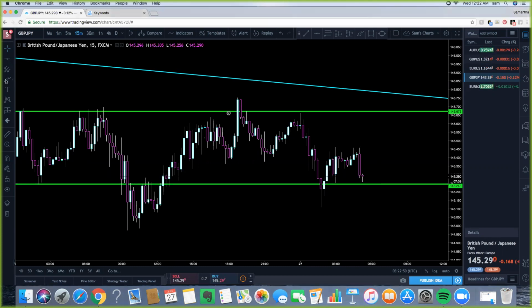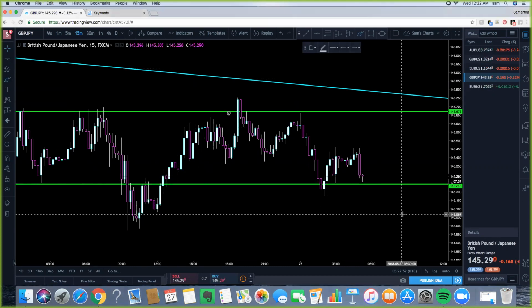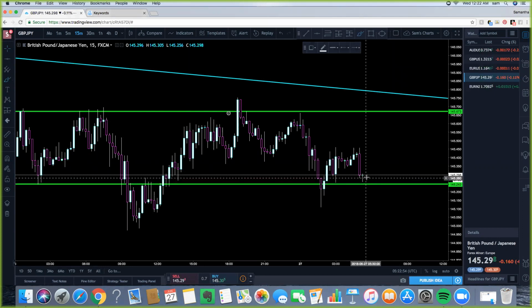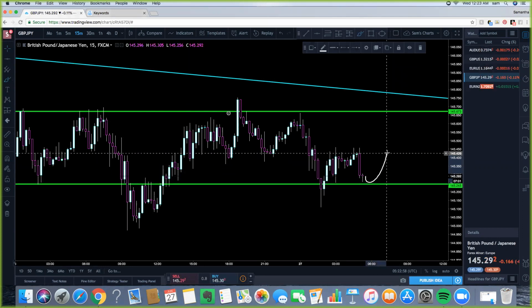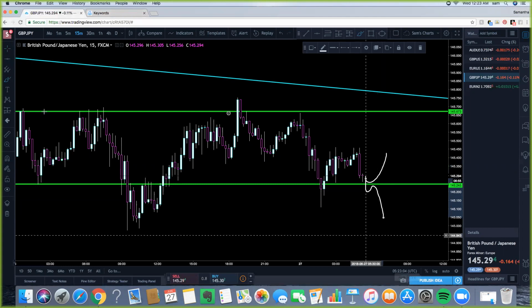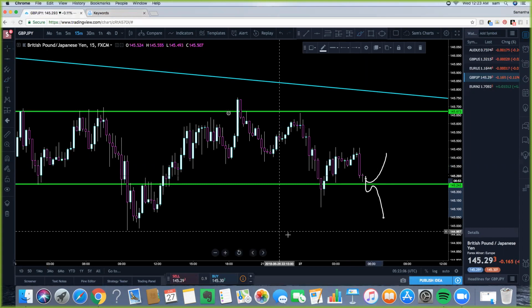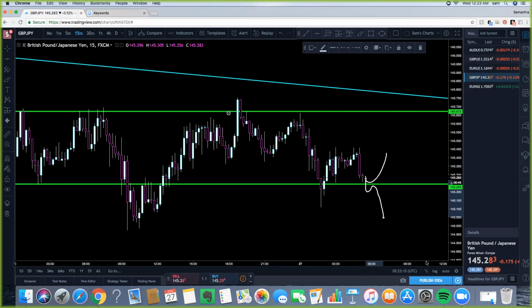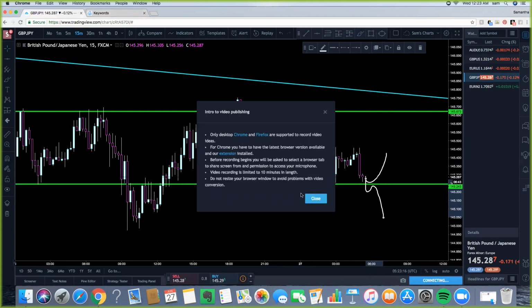So let's say, for example, I was looking at this GBP JPY, and what I'm looking for tonight is for it to either pull down and go for the buy side, or to pull down, break, retest, and go for the sell. So now once I've done this, I can do something called publishing my idea. And hopefully it's going to let me do that.